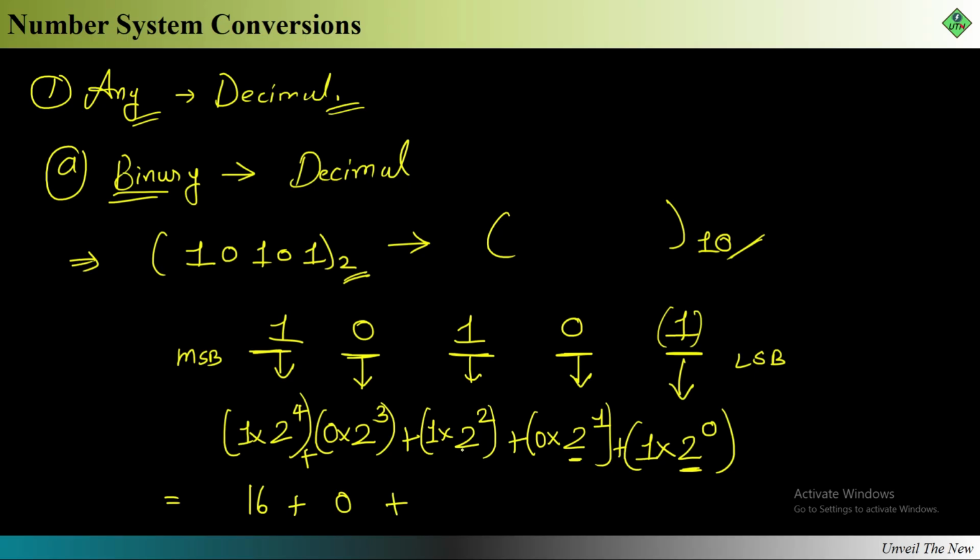1 into 2 raised to 2, that means 4. 0 into anything will count as 0. Similarly, 1 into 2 raised to 0, 2 raised to 0 is 1, and 1 into 1 is 1. So if you do the addition, that is 16 plus 4 plus 1, that is 21. So your answer is 21. So this is a very simple trick to do the conversion from binary to decimal.